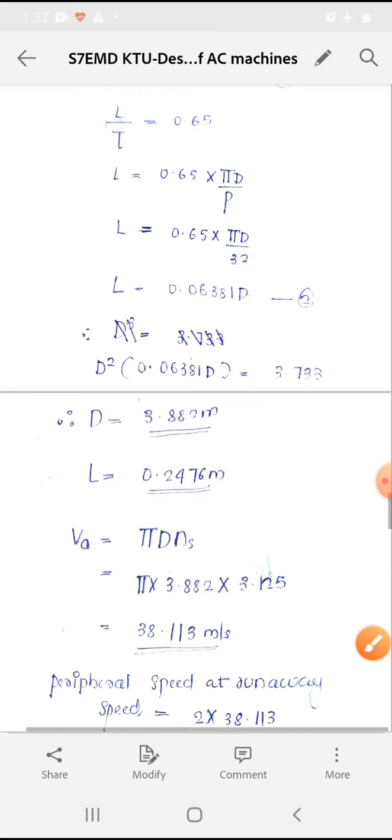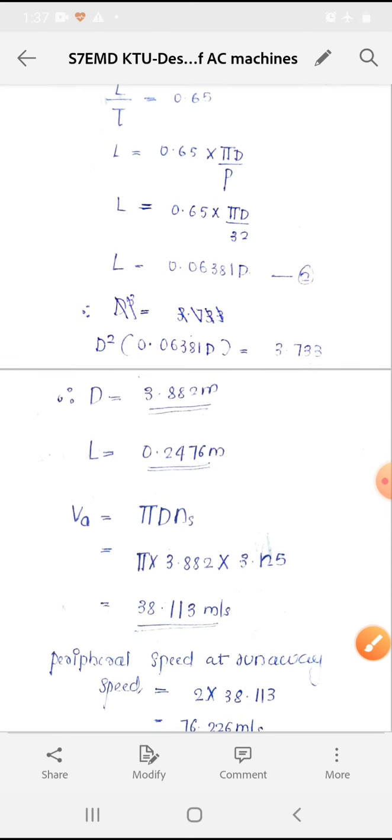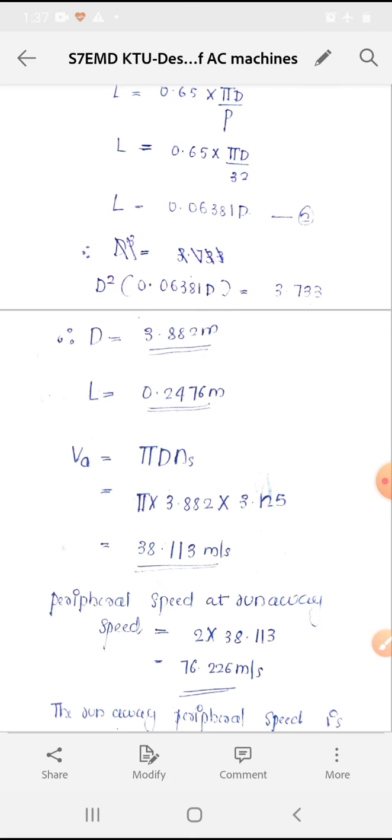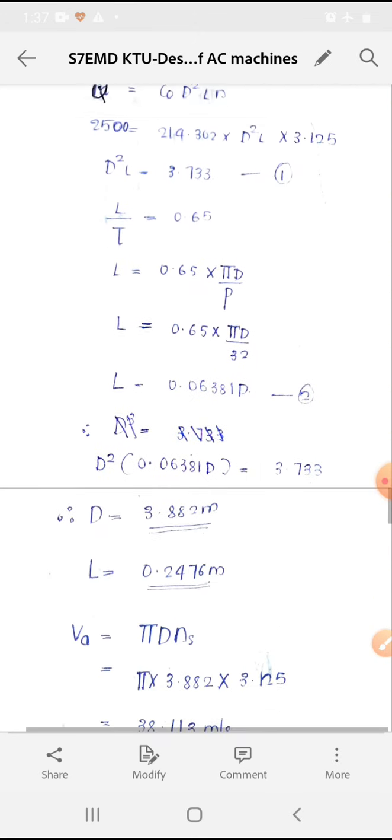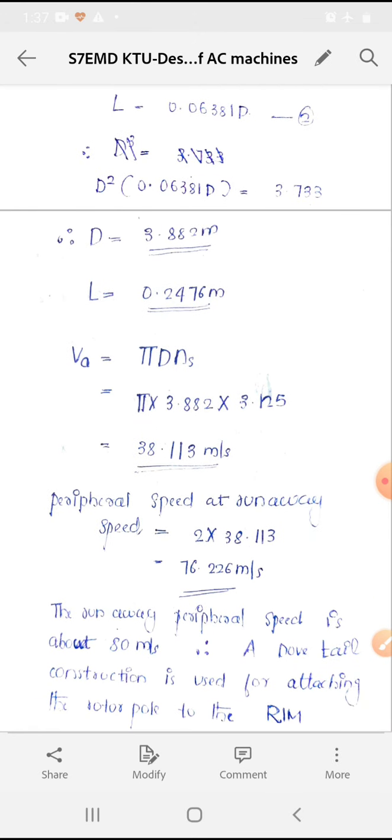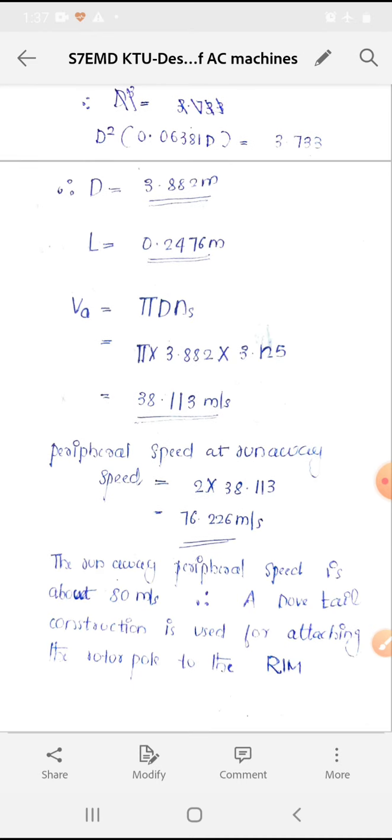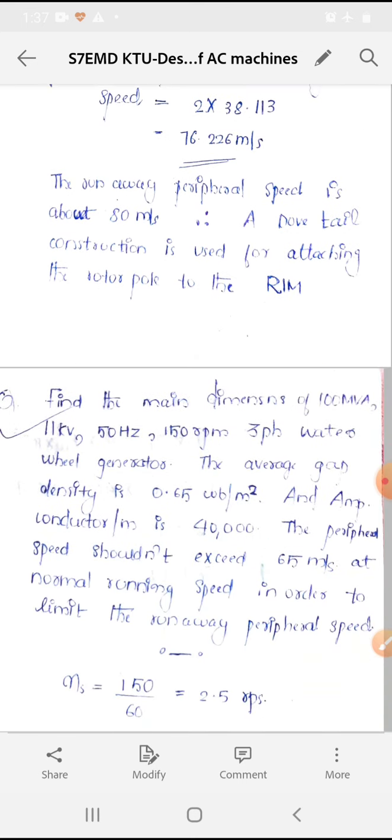Next, we have to find out the type of construction. For that, first we have to find out the peripheral speed. And then in the question, it is given as peripheral speed at runaway speed is 2 times the normal speed, that is 2 times the peripheral speed. So 2 into peripheral speed we got as 76.226 meter per second, which is approximately near to 80 meter per second. Therefore a dovetail construction can be used.